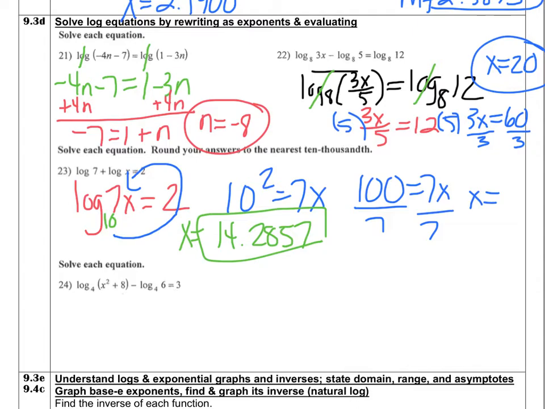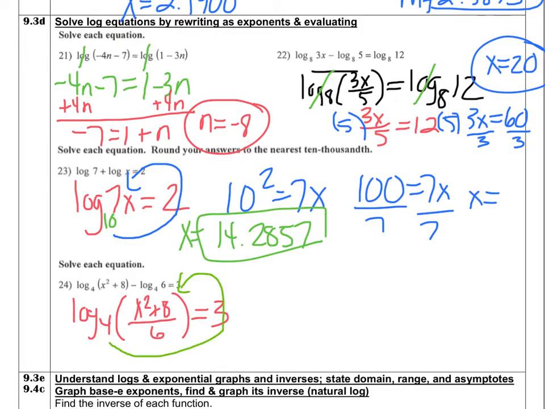Looking at this next one, again, we have two logs on one side set equal to a number. The best thing to do is condense these two together. It's separated now as subtraction, which means we're going to divide. So when we bring this together, it becomes log base 4 of x squared plus 8, all over 6, equals 3. Again, I can't cross off logs because there's not one over here. The only thing I can do is rewrite it as an exponent. So it's going to become 4 to the third power equals this value here. When we rewrite that, it looks like this: 4 cubed equals x squared plus 8 divided by 6.